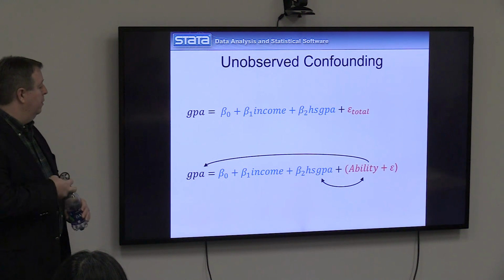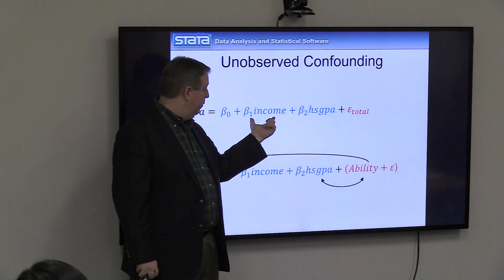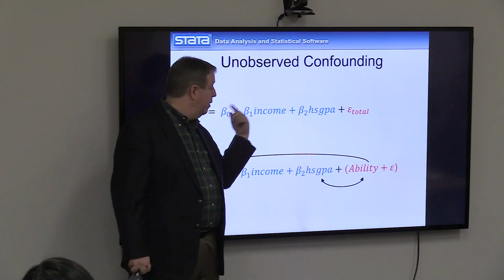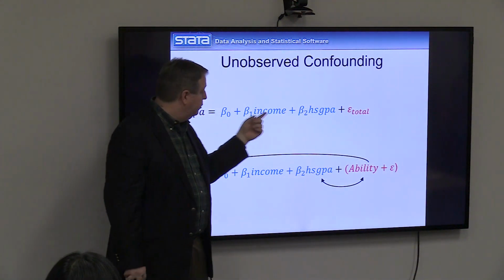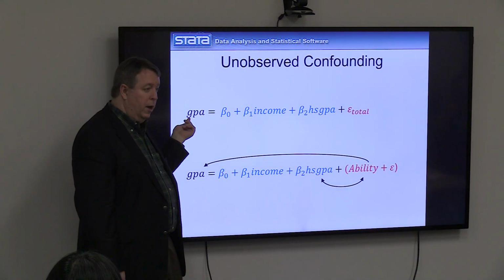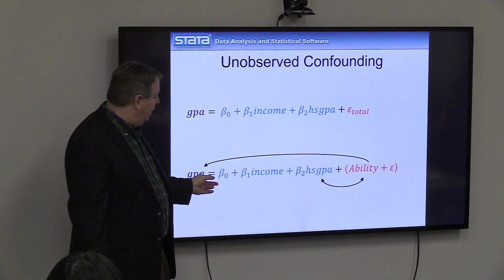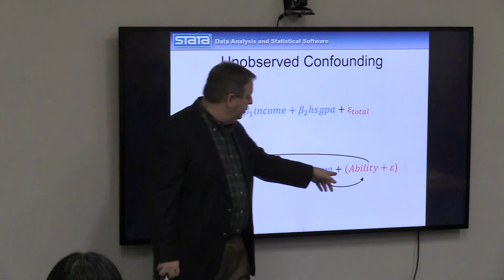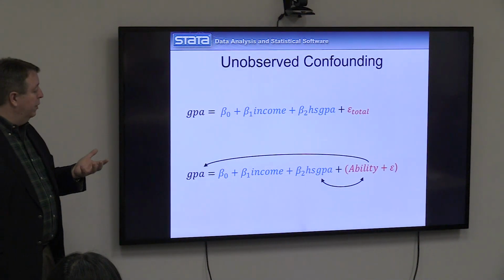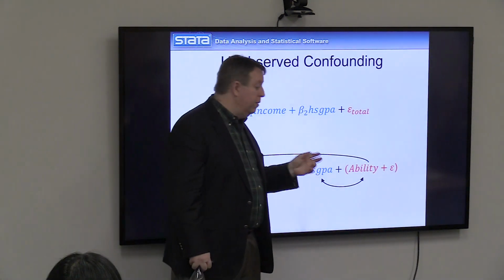So let's think about a simple model here. I have GPA, and I think that parents' income influences the college GPA, as does high school GPA. We already saw that those are really highly correlated. So it stands to reason that high school GPA should be in this model as a predictor of college GPA. But let's think about this for a minute. High school GPA and college GPA are probably related to this notion that we think of as ability. Both of those are influenced by ability, and if they are, ability becomes an unobserved confounder.